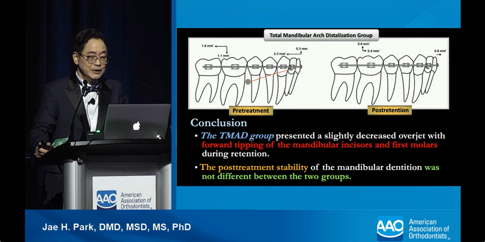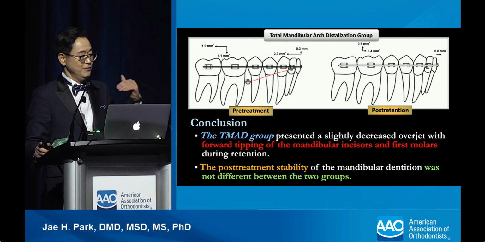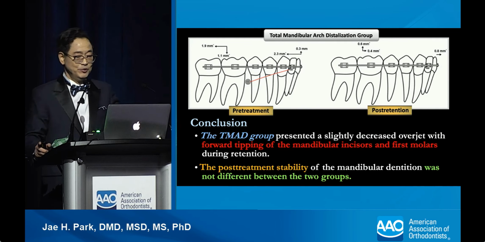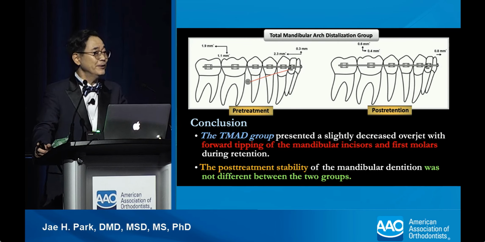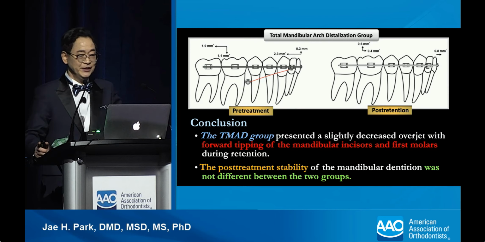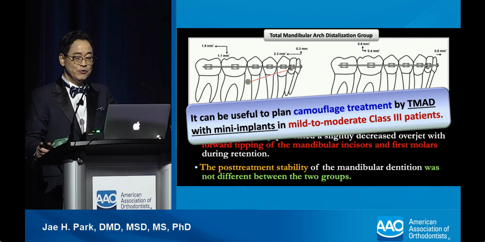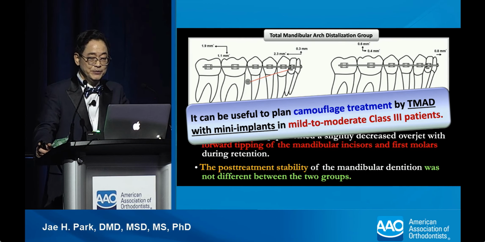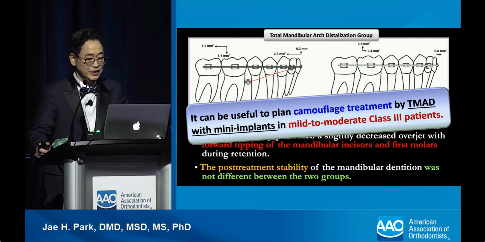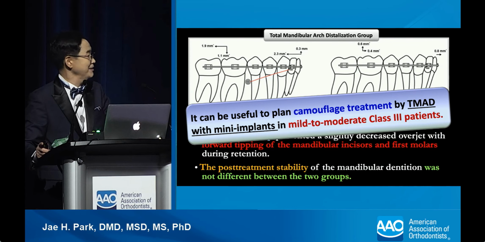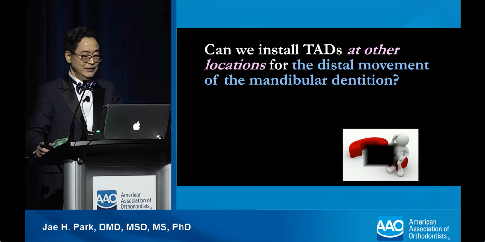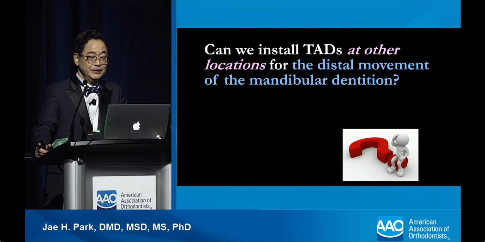The TAD group presented a slightly decreased overjet with forward tipping of incisors and first molars during retention. However, the post-treatment stability of lower dentition was not different between the two groups. Therefore, we can consider camouflage treatment in mild to moderate Class 3 patients using TAD. I show different cases for TAD placement. You may have a question.